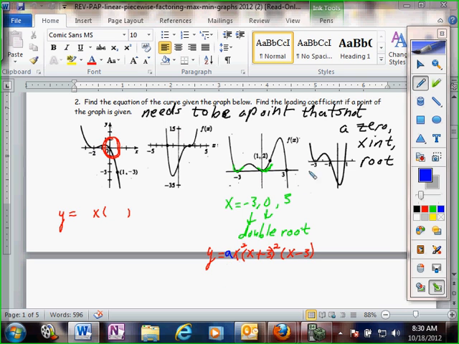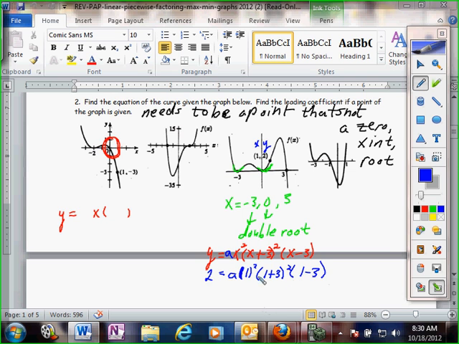Well, how I do that, I take this point that I'm given, it has an x and a y value. I plug 2 in for y, 1 in for x, and I'll solve for a. So if y is 2, I have 2 equals a times 1 squared, because x is 1, and then I have 1 plus 3 squared, and then 1 minus 3.